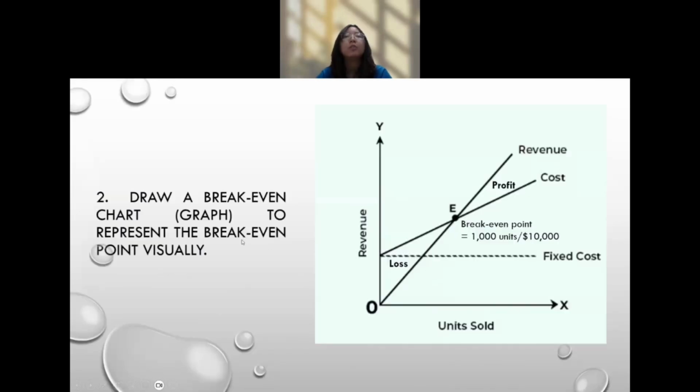After that, we can plot it into a graph. For the graph, on the left side of the break-even point, the cost is higher than the revenue, so the company will make a loss. On the right side, the revenue is higher than the cost, so the company will profit.